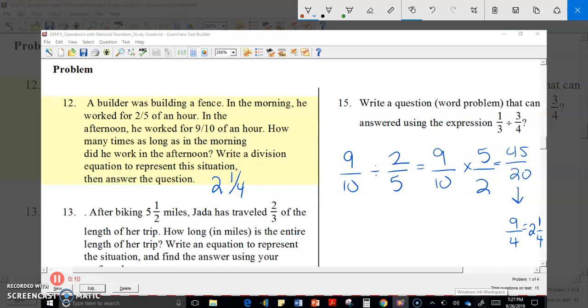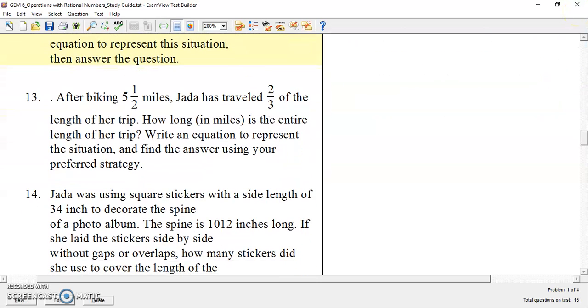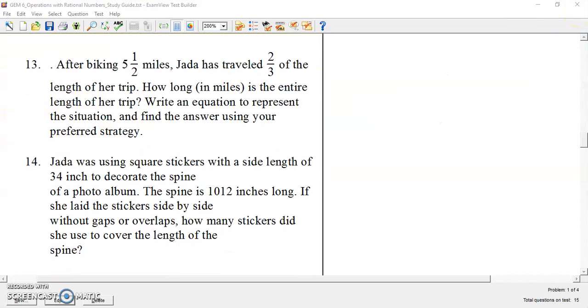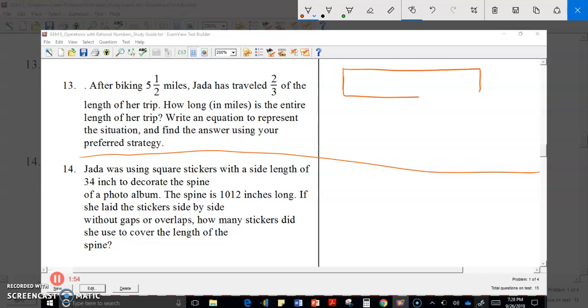All right, let's go on to our next question. Number 13. After biking 5.5 miles, Jada has traveled 2/3 of the length of her trip. How long in miles is the entire length of her trip? Okay, so if she did 2/3 the length of her trip, that means our trip is divided into thirds, 3 groups. And so far, in those 3 groups, she's traveled 2/3, so 2 groups, which represents 5.5 miles.